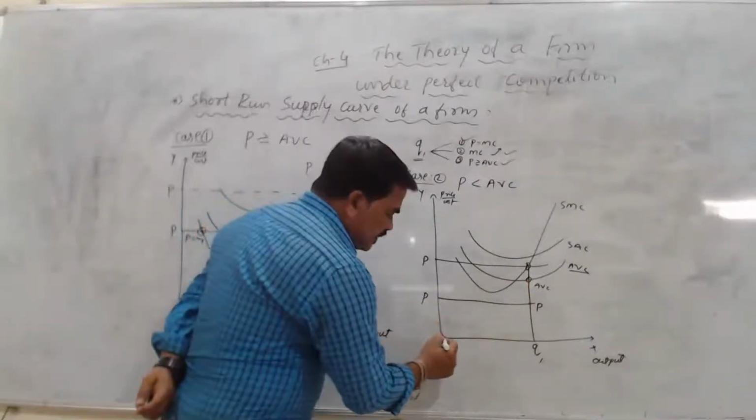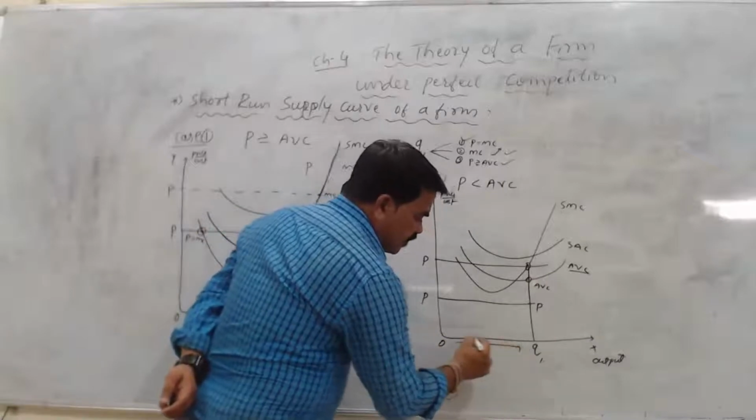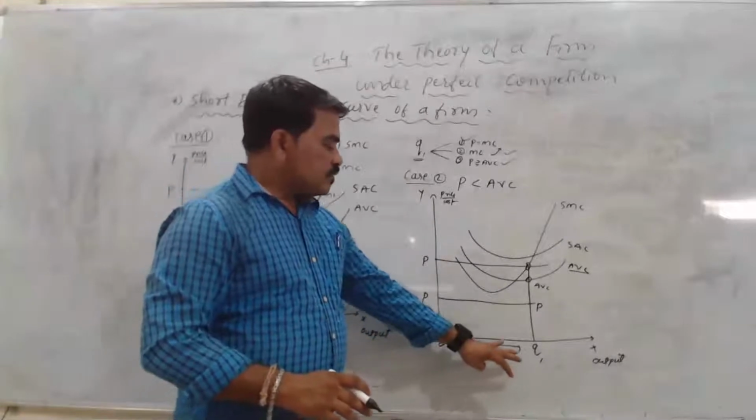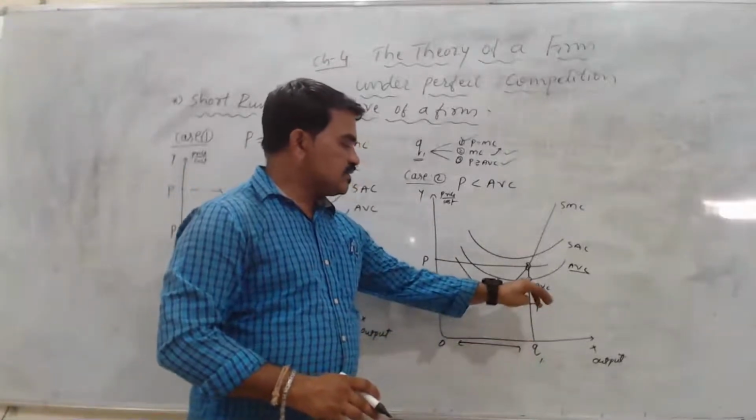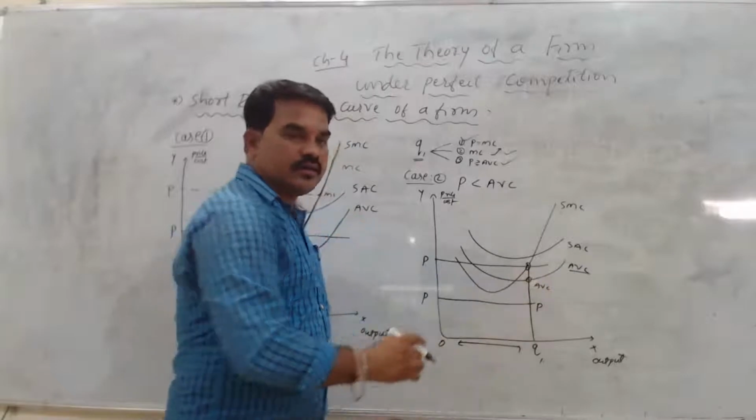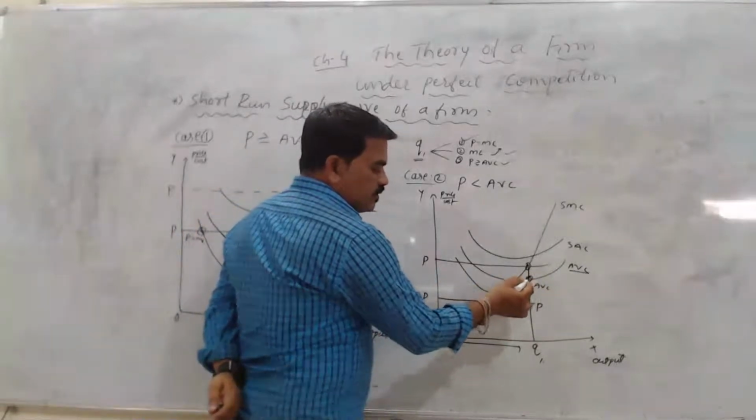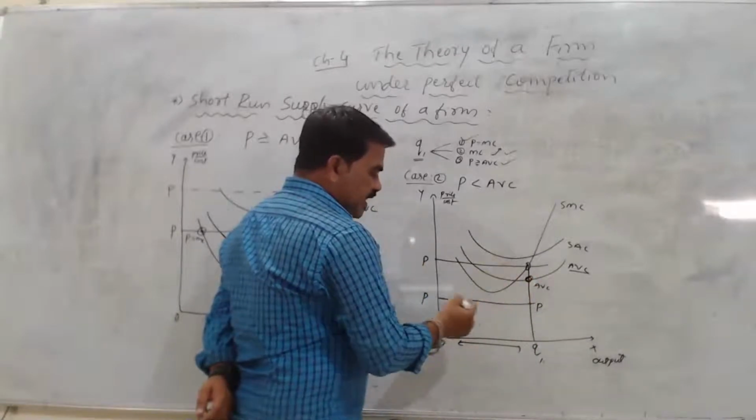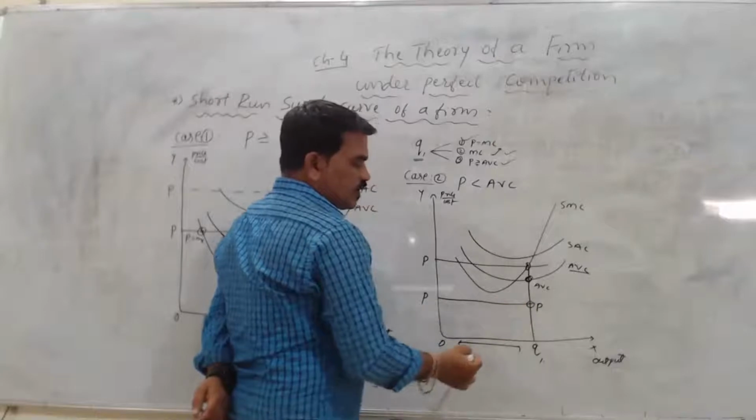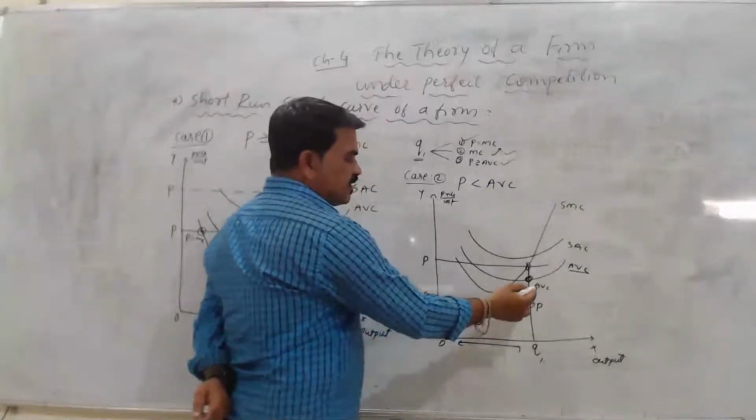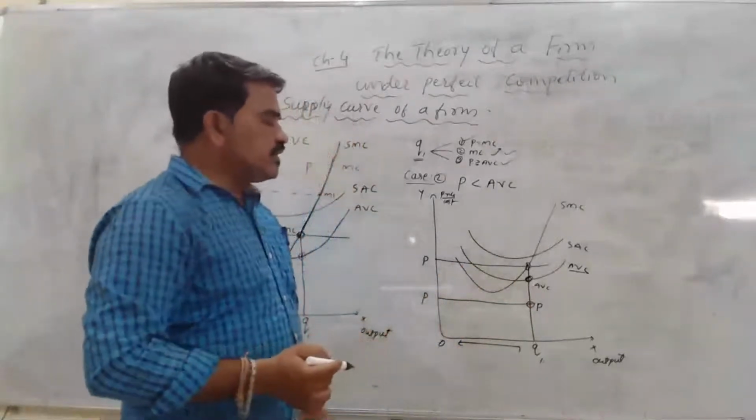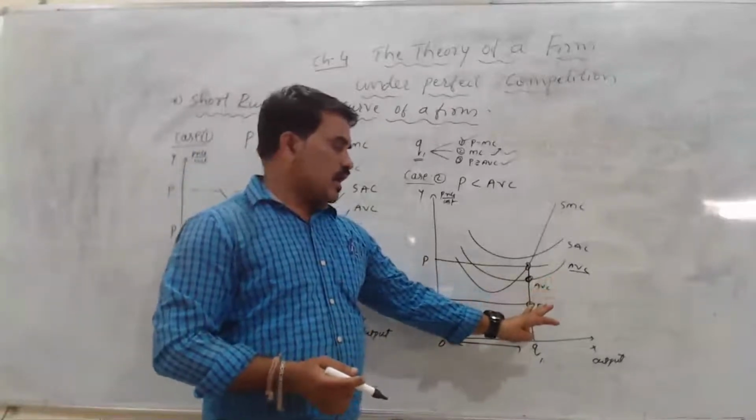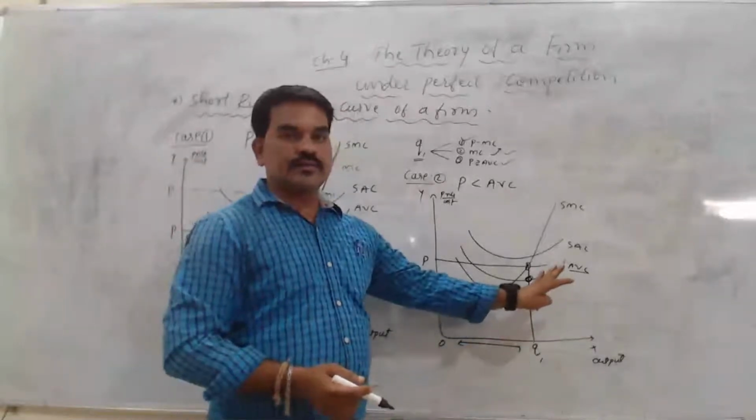Here OQ1 is the quantity he produces. To produce this quantity his cost is this much. The average variable cost is here. To produce this much he is spending this much. But if you see, the market price is here, which is lesser than average variable cost. So whether he is going to make profit or not, and whether he wishes to produce and supply in the market or not.